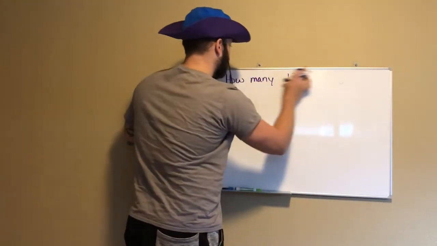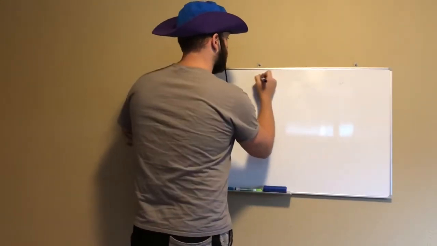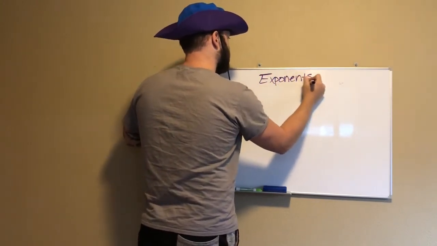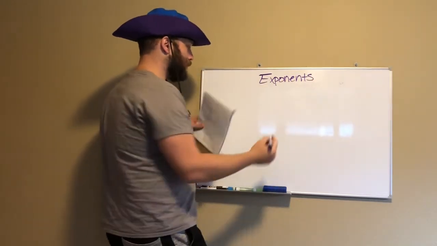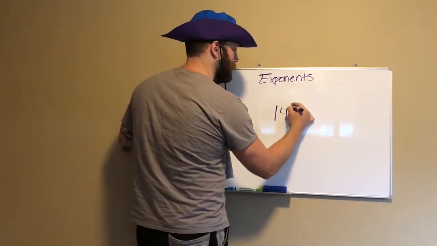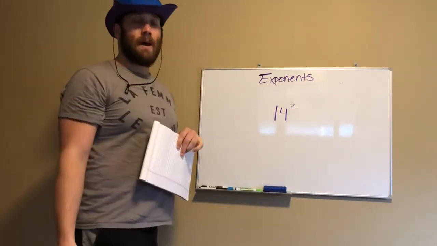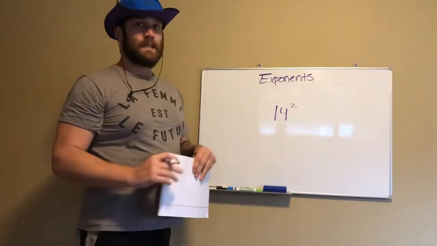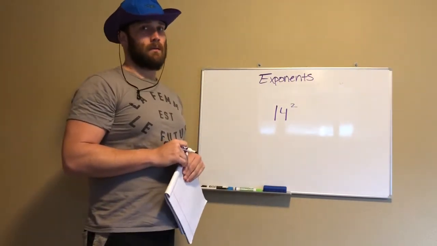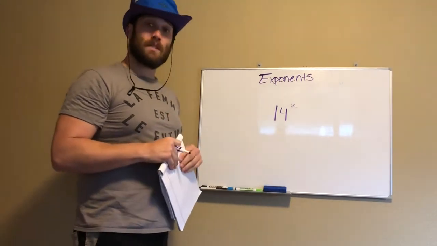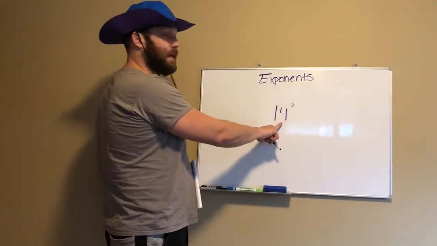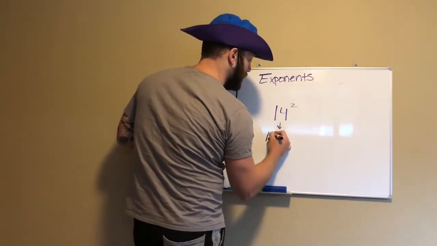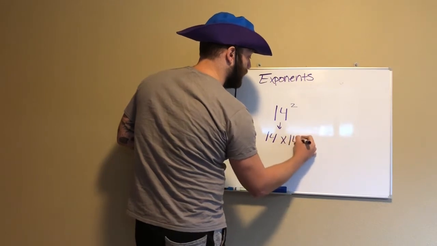All right, next one, exponents. The first one on your worksheet is 14 to the second power, or 14 to the power of 2. You can say it either way. Now remember, that does not mean 14 times 2. What does it mean? 14 times 14. It's how many numbers times itself. So this is going to be 14 times 14.